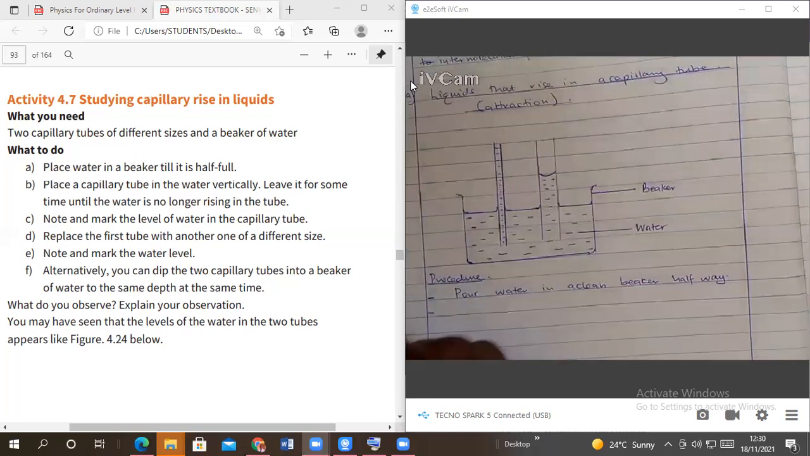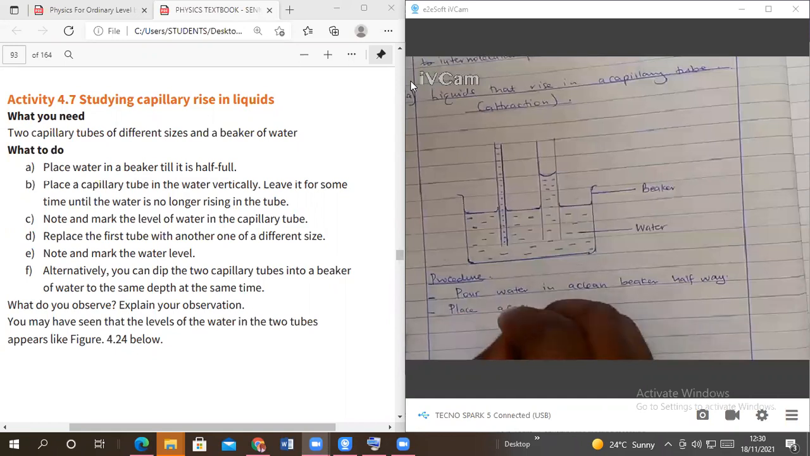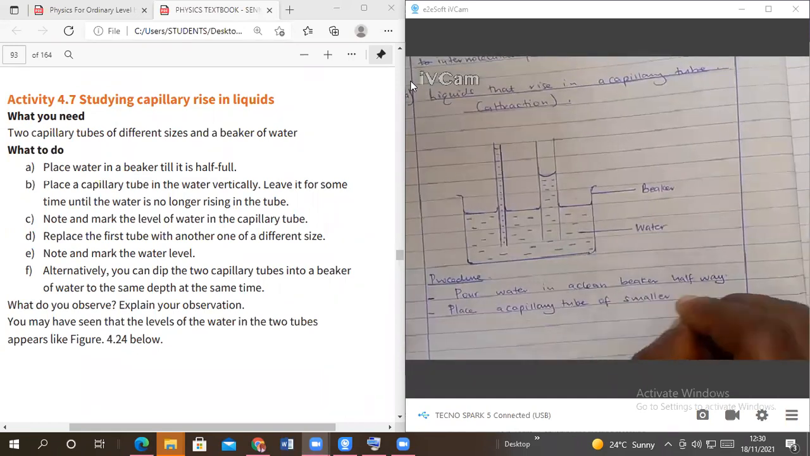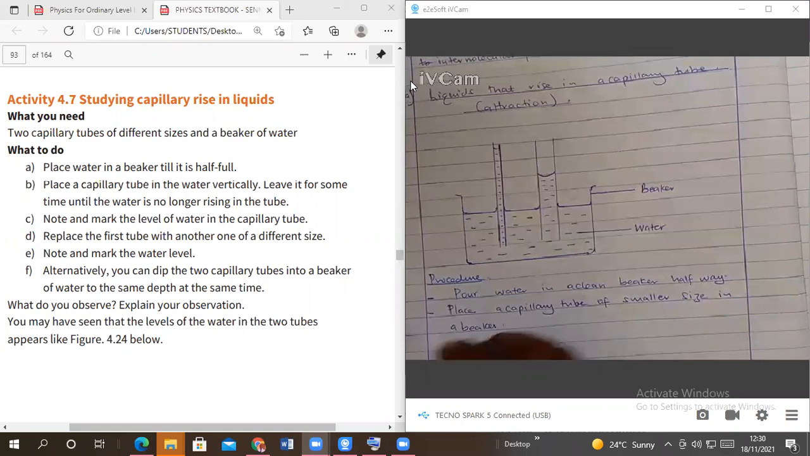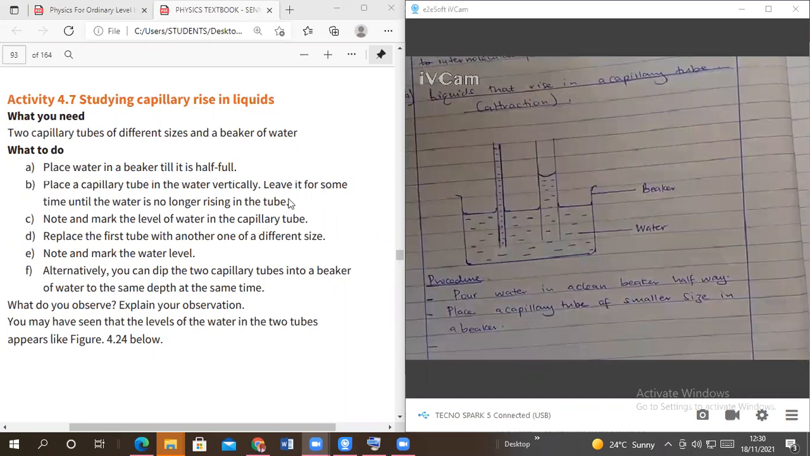Then two, you place a capillary tube of a smaller size in a beaker containing water. So here they are saying place a capillary tube in water vertically, leave it for some time until the water is no longer rising, okay?